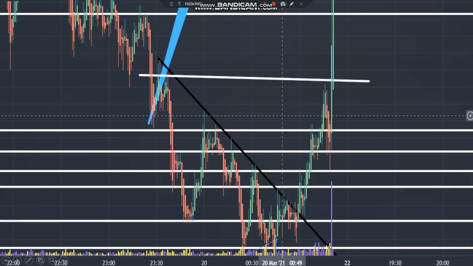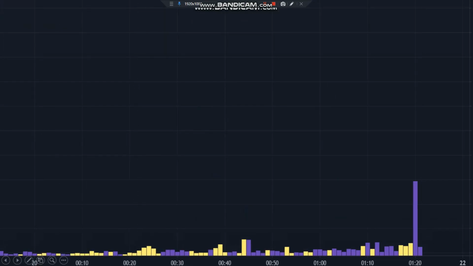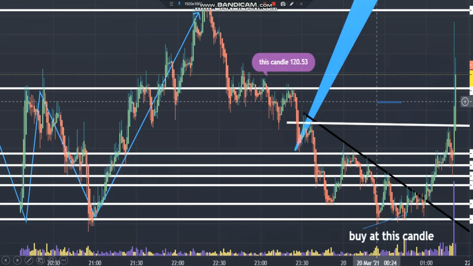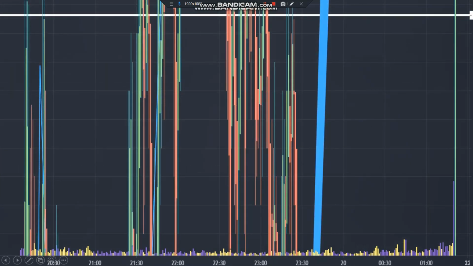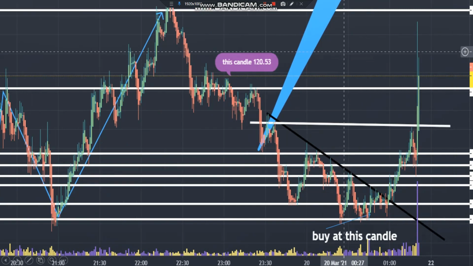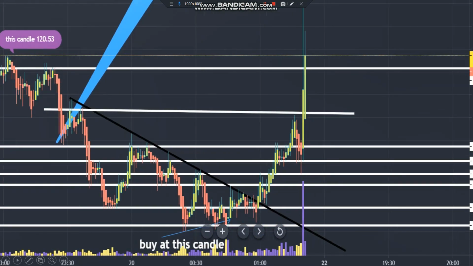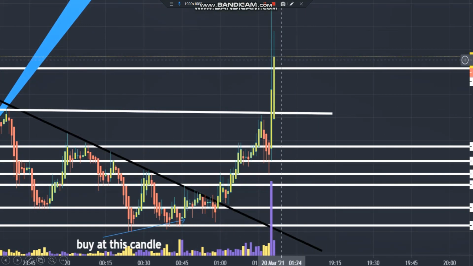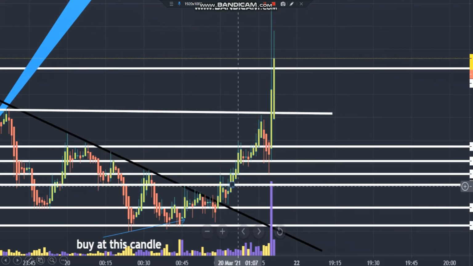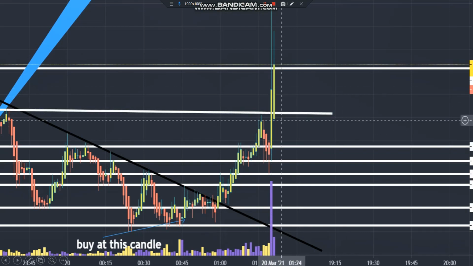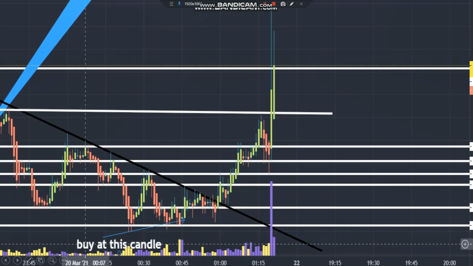You cannot have such trades. So these kind of trades are happening. See, this is a clear breakout. After breaking out this trend line, volumes have been superb on this particular candle, so it can move higher. There's no doubt in that, and we recommended to buy at this candle.